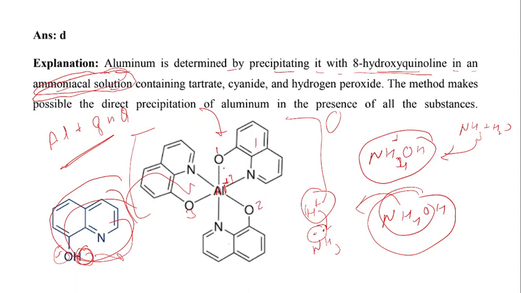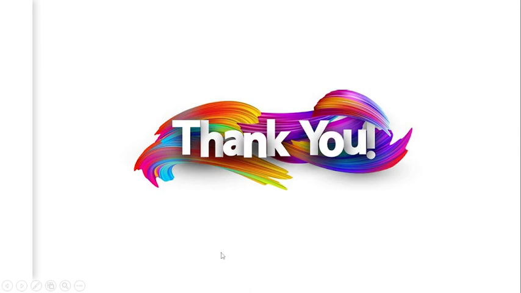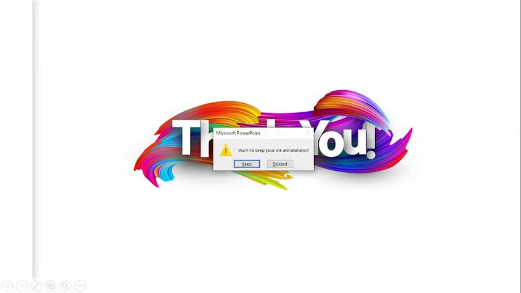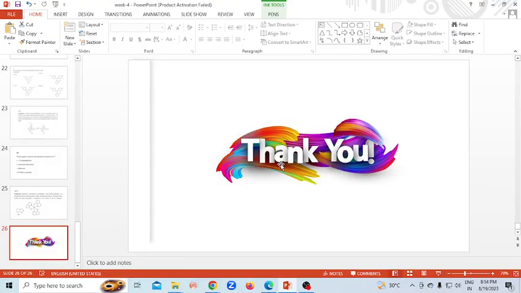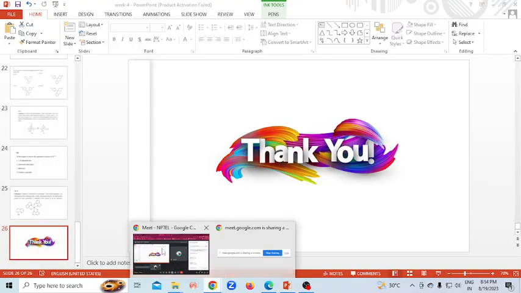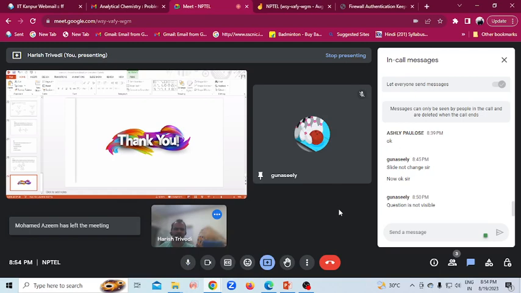Finally you can write this as aluminum L3, or aluminum oxinate, which was already discussed. This is all for this week. I think I have cleared all these things.